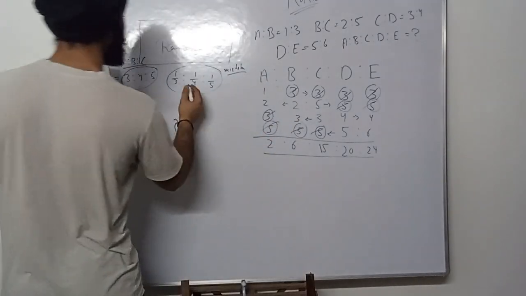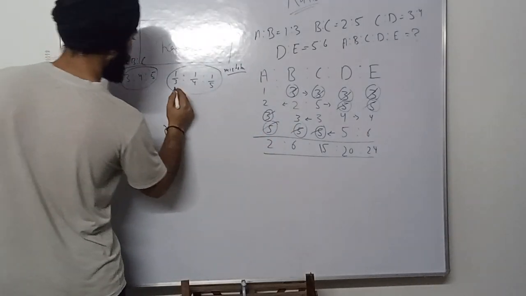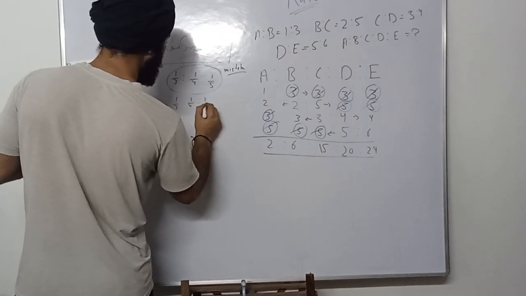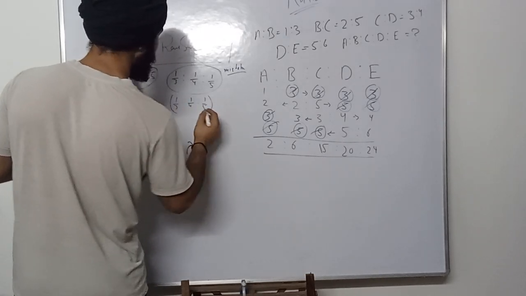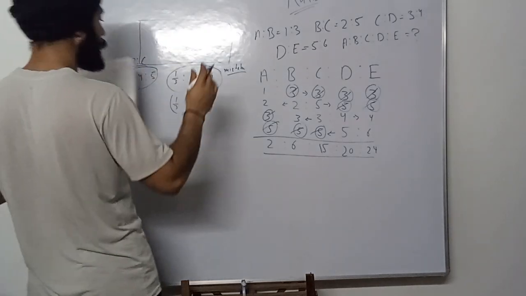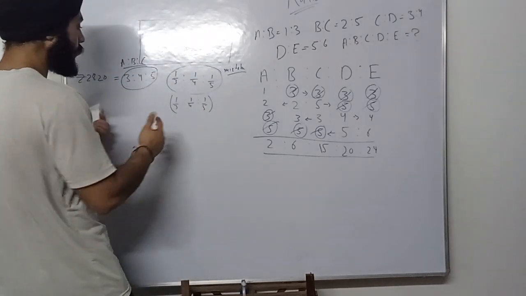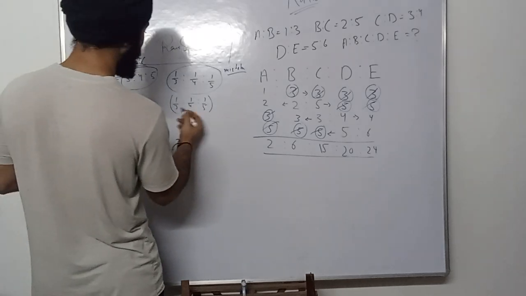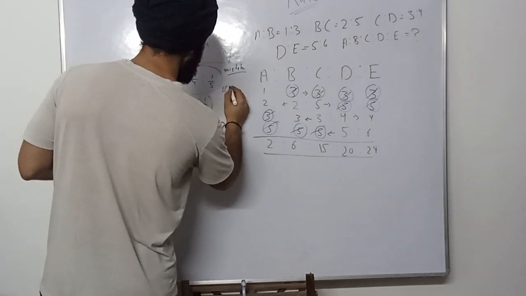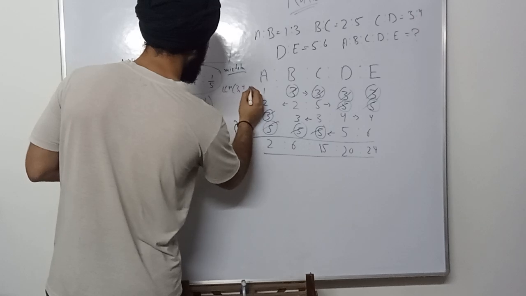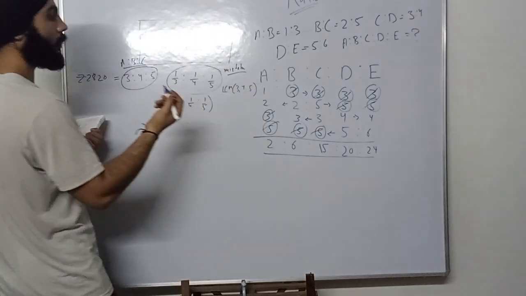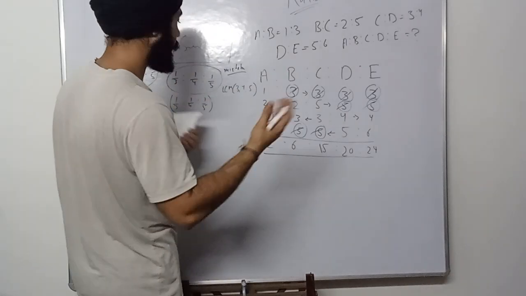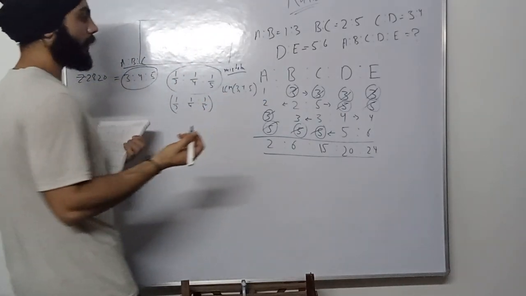So to calculate this, we have to calculate the original values. So 1 by 3 ratio 1 by 4, 1 by 5. Let's remove the denominator. To remove the denominator, we need to find the LCM of the denominators. So LCM of 3, 4, 5. How to find the LCM? We will learn in number system. But LCM is very simple.